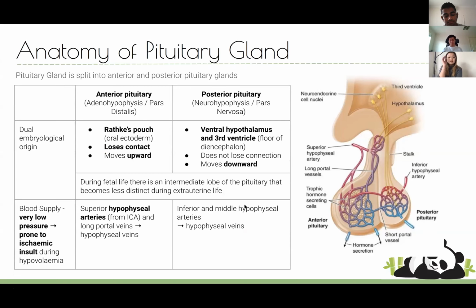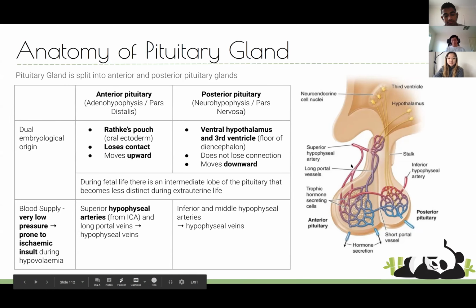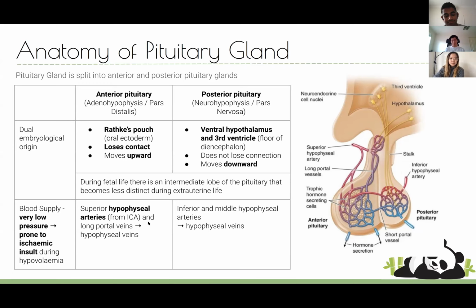Sometimes during fetal life, there's also an intermediate lobe that becomes less distinct. The blood supply is pretty simple. You've got your hypophyseal arteries, so you've got your superior, which tends to supply your anterior pituitary, and then you've got your inferior and middle, which tend to supply your posterior pituitary. And then it drains out via your hypophyseal veins. The bad thing is it's very low pressure, so it's prone to ischemic insult.